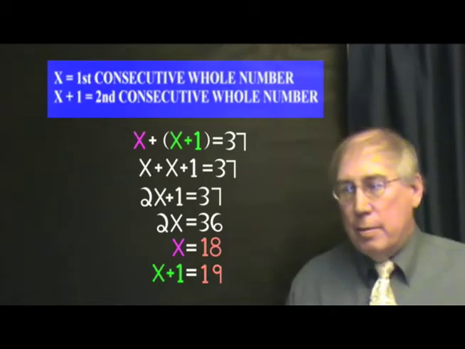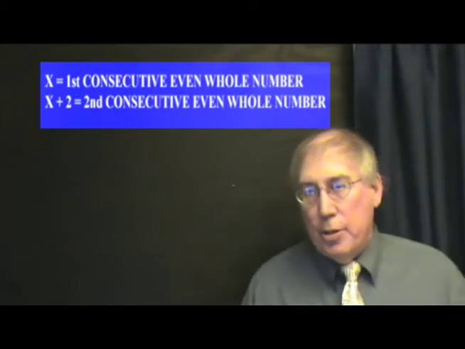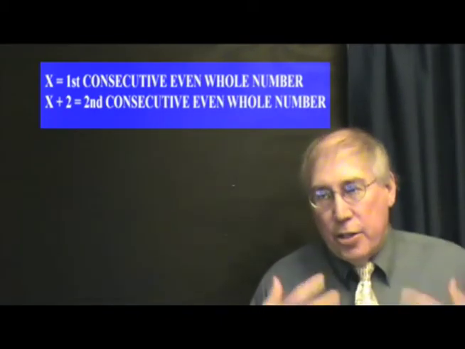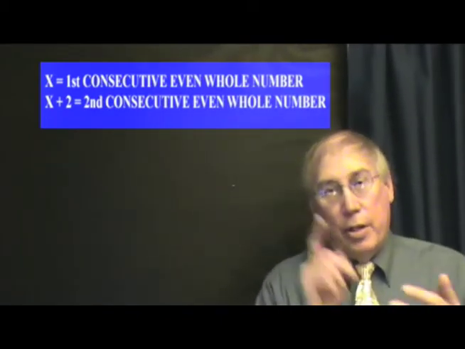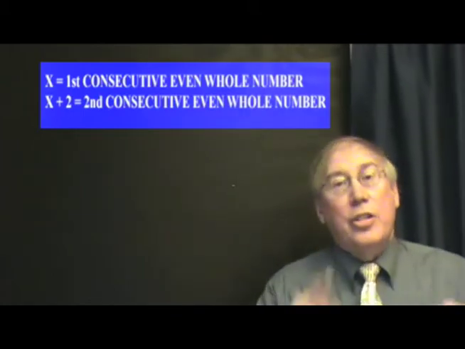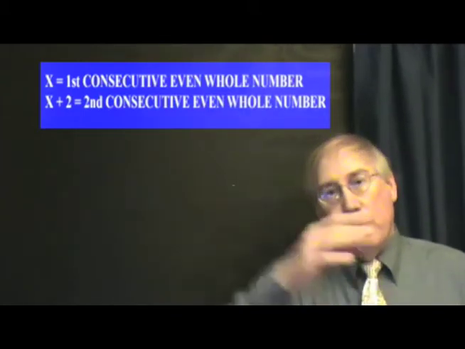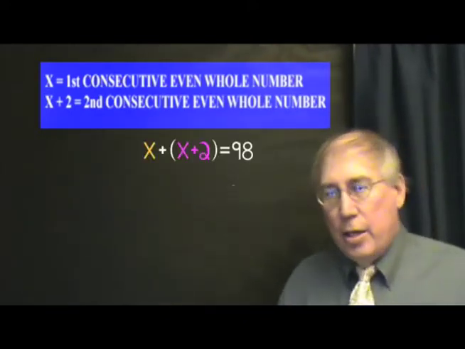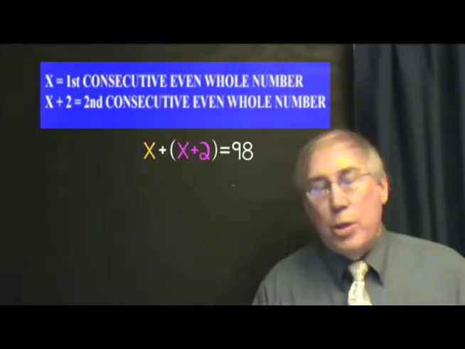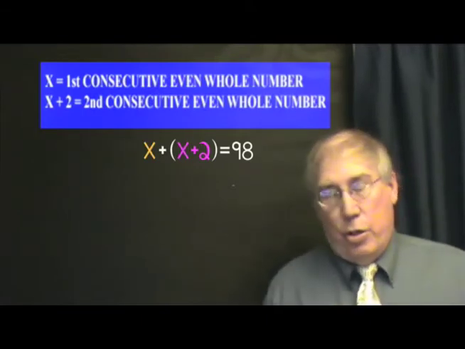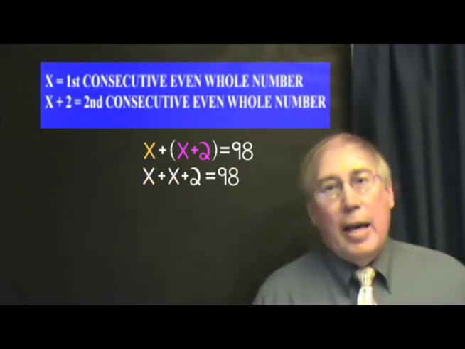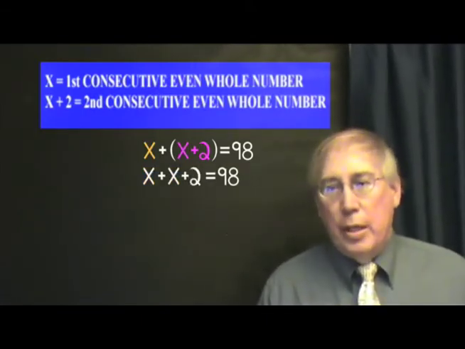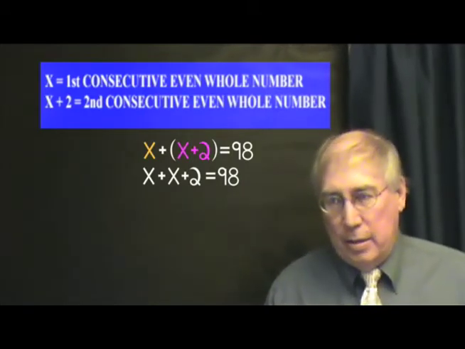So now let's see what happens if we're looking at the consecutive even whole numbers. And I tell you, x is the first one. Then the second one is going to be x plus 2. Remember, we add 2 to it. So let's say that the two numbers add up to be 98. So we can set up an equation here. x plus x plus 2 equals 98.